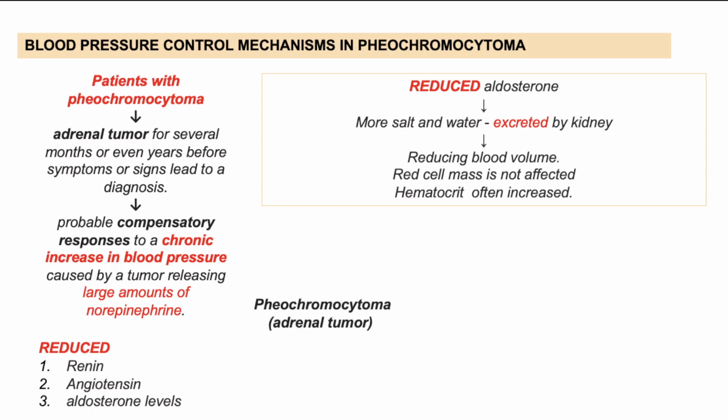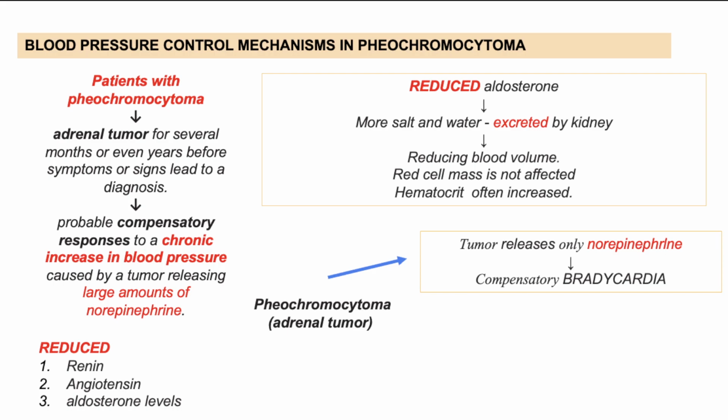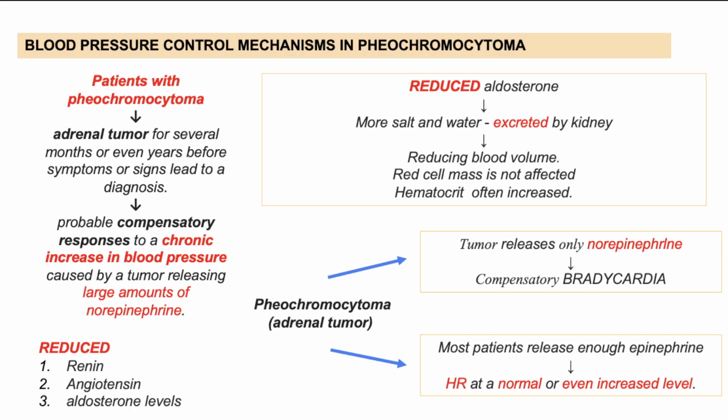So pheochromocytoma, which is an adrenal tumor, if it releases only norepinephrine, will have a compensatory bradycardia, and in most patients they release enough epinephrine to maintain the heart rate at normal, or they even increase the heart rate.